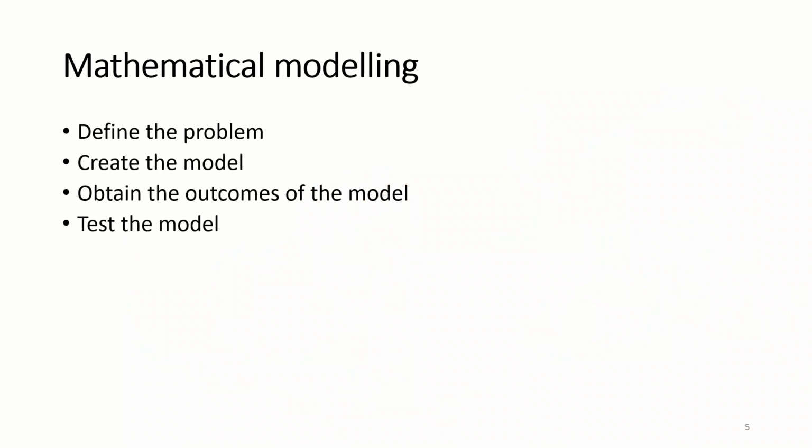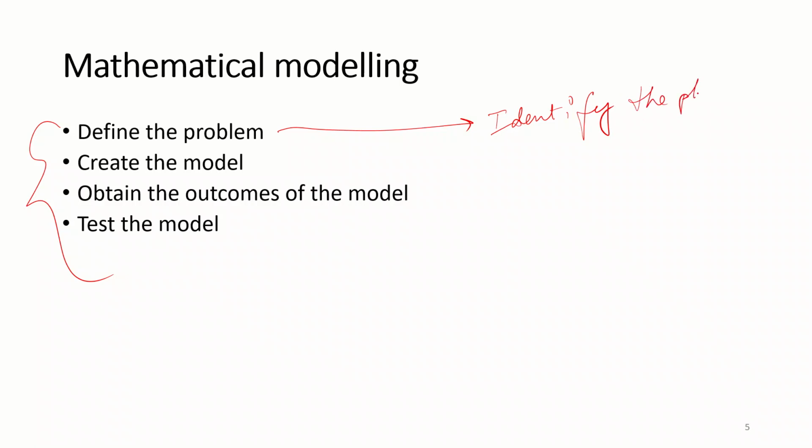Then we have the different steps of mathematical modeling. These are some of the steps. First is to define the problem, in which we identify the phenomenon that is of our interest.